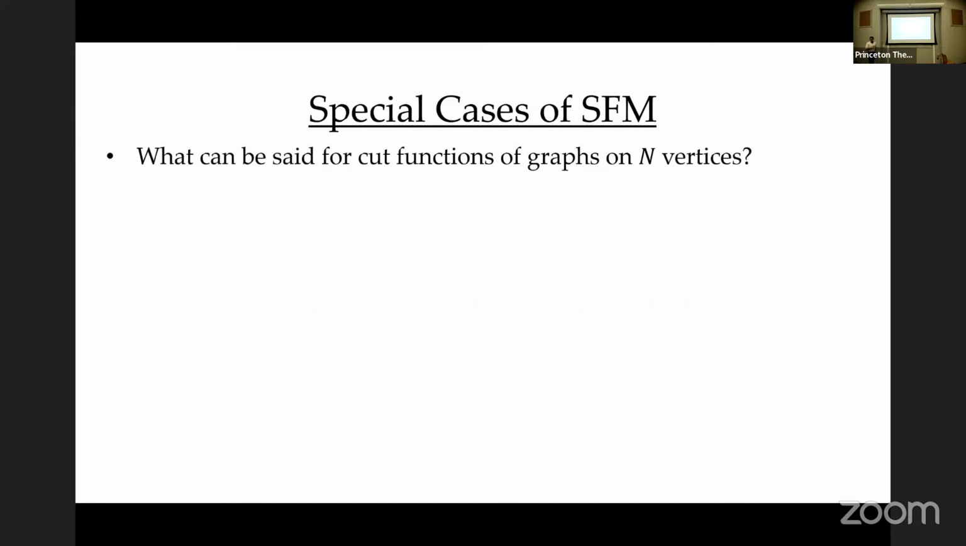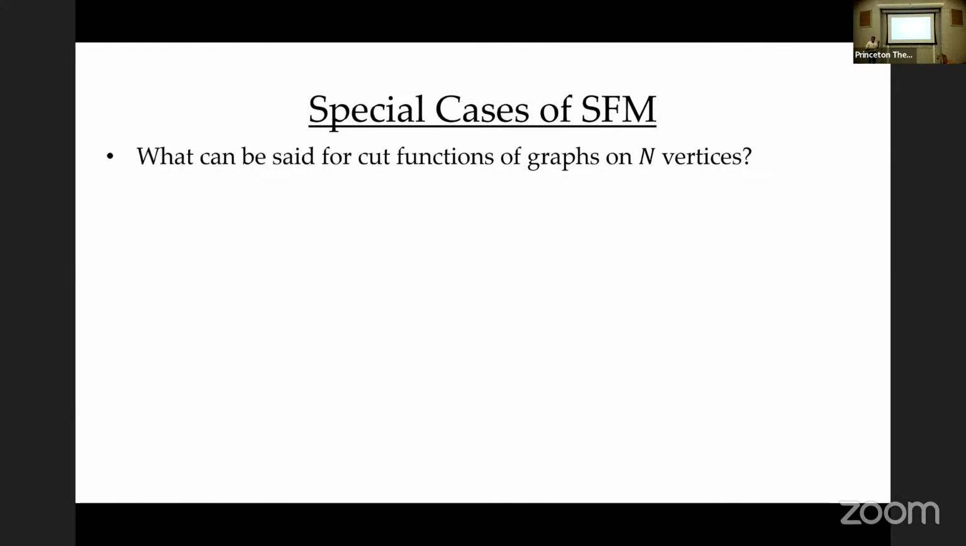So special cases. This is a special case that many people, including people in this room, have worked on. What can I say if, instead of a general submodular function, I'm looking at cut functions on graphs on n vertices? Then the round complexity is very simple, because I can learn the graph in n choose 2 queries. I can query for every pair of nodes, 3 queries are needed to figure out if there's an edge or not. And once I know the graph, I can do whatever I want. So that's a little boring.